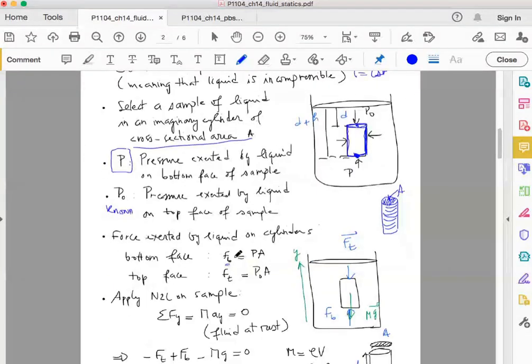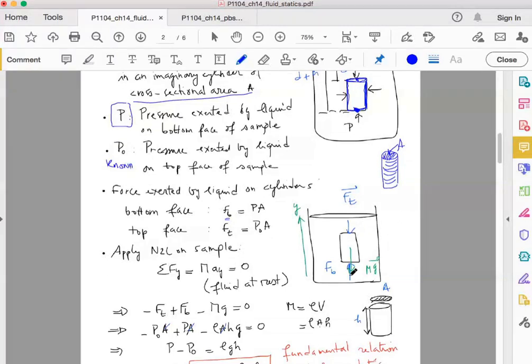So FB is the pressure at the bottom face multiplied by A, and the pressure at the bottom face, as we said, equals P. Pay attention to this arrow: it shows that the pressure at this point is P and the pressure at this point is P0. These are the forces drawn here. And we have F top. On the top face, the force exerted by the fluid is given by P0 multiplied by A.